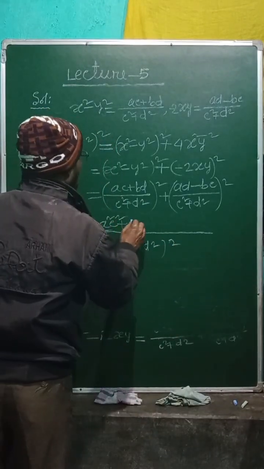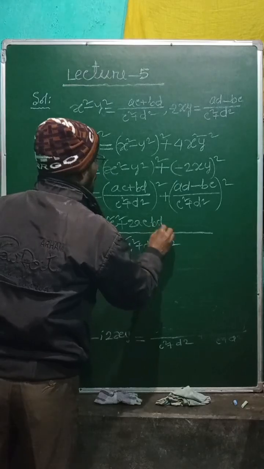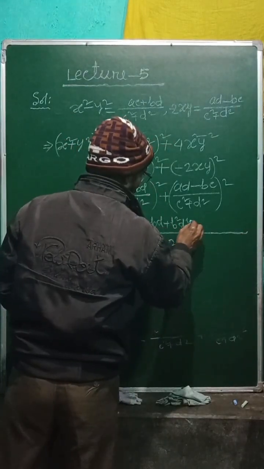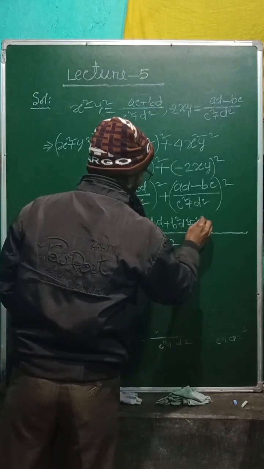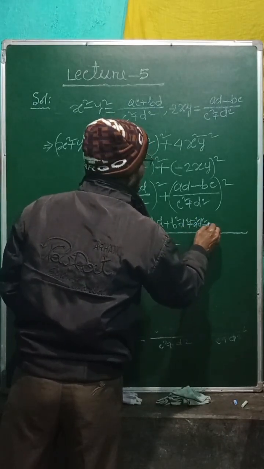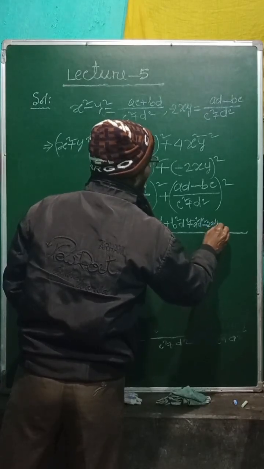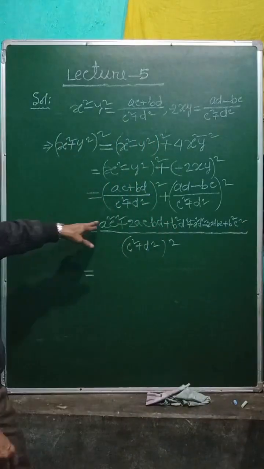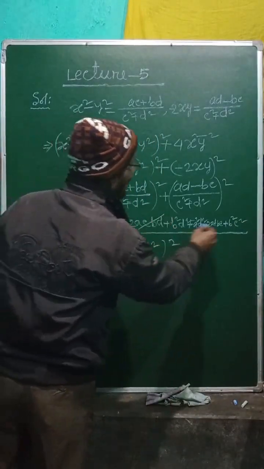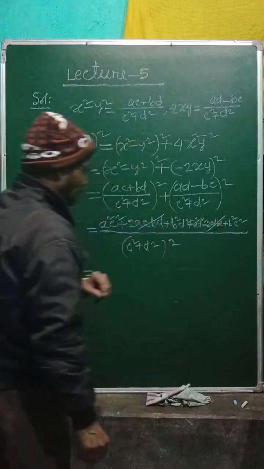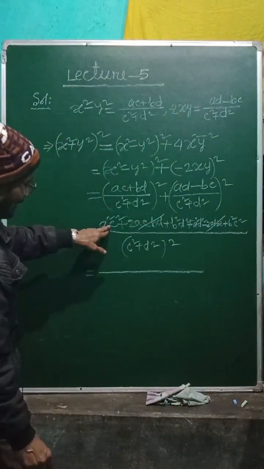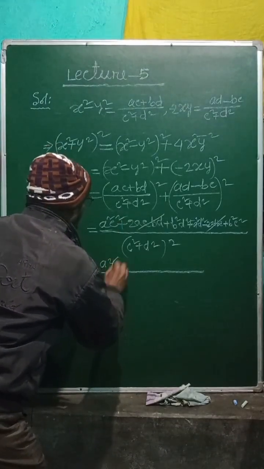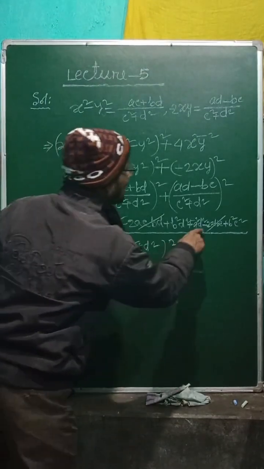a square c square plus twice ac bd and plus b square d square, and here plus a square d square minus 2 ad bc plus b square c square. Further simplify, plus 2 ac bd cancels with minus 2 ac bd, and remaining here a square c square, and you see again a square d square. So from these two terms take common a square, so c square plus d square.